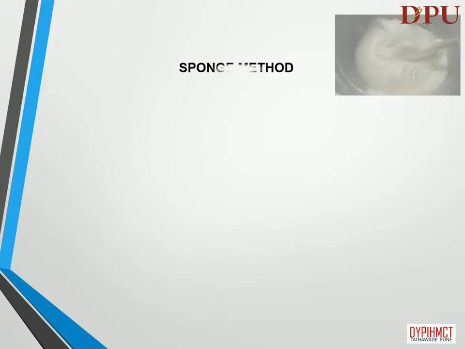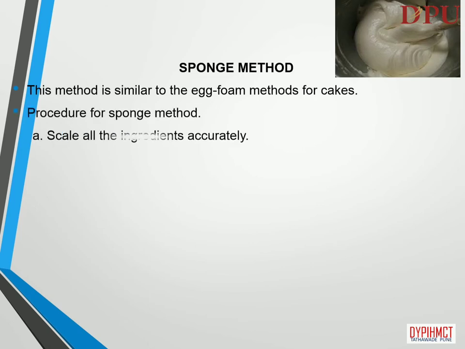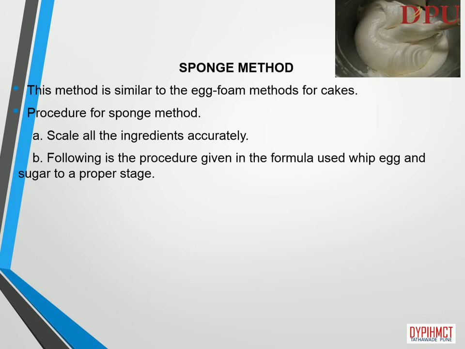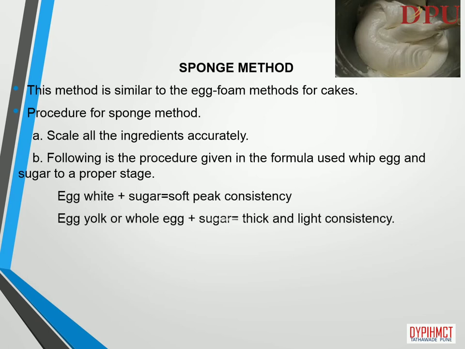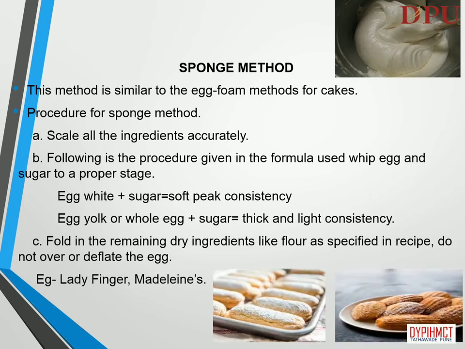Sponge method. This method is similar to the egg foam methods for cake. Procedure for the sponge method. A. Scale all the ingredients accurately. B. Follow the procedure given in the formula for whipping the egg and sugar to the proper stage. Egg white plus sugar equals soft peak consistency. Egg yolk or whole eggs plus sugar equals thick and light consistency. C. Fold in the remaining ingredients, like flour, as specified in the recipe. Do not overmix or deflate the egg. Example: lady fingers, madeleines.